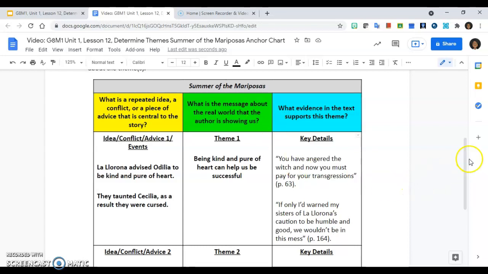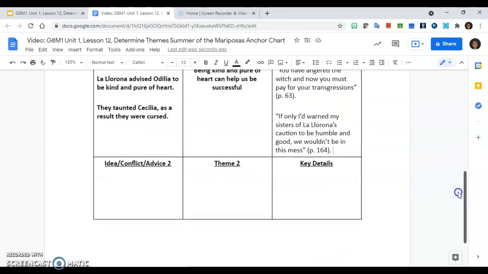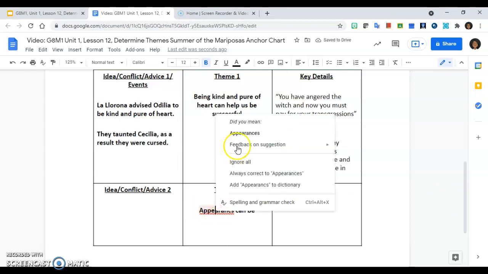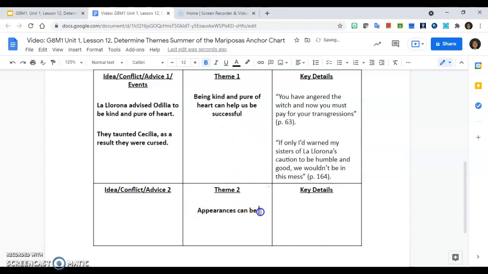And so what you guys are going to do is work either individually or in a small group, whatever your teacher tells you, and you are going to figure this out again. I am going to give you the theme of appearances can be deceiving. I spelled that so wrong, guys. Sorry. Appearances can be deceiving.